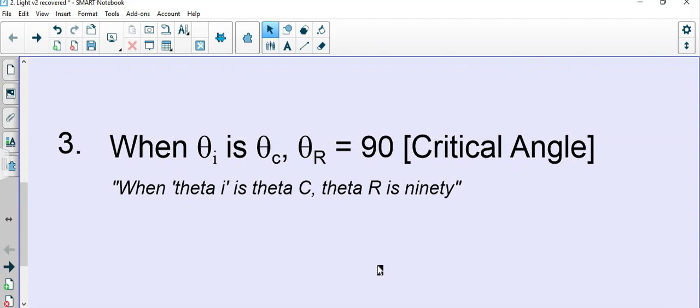Here's a little mnemonic we're going to be using. When theta I is theta C, theta R is 90 degrees. Okay, let's take a look at it for real.